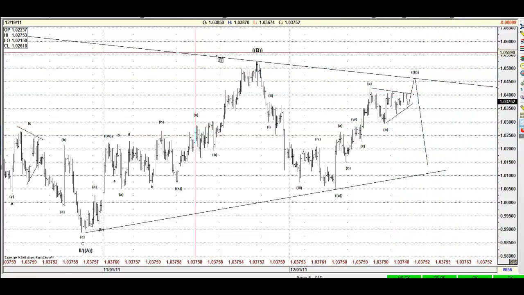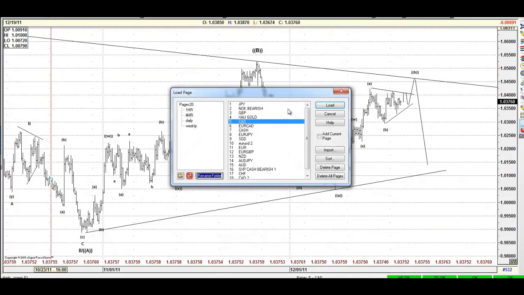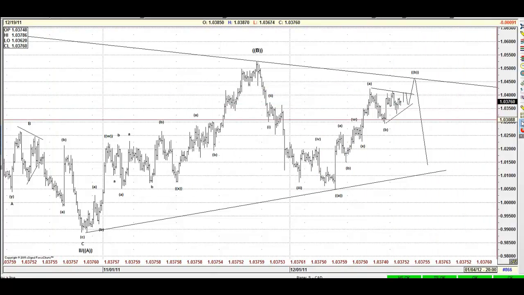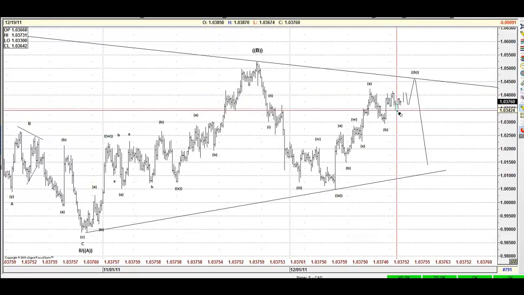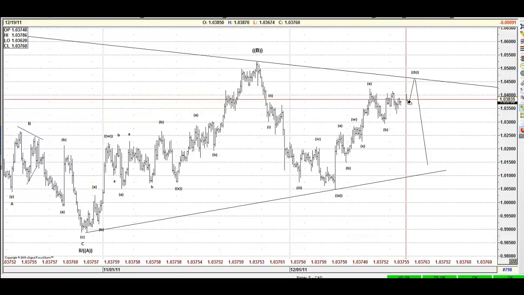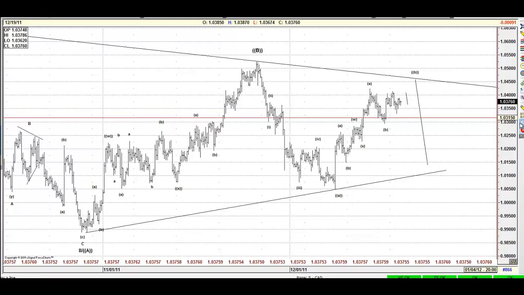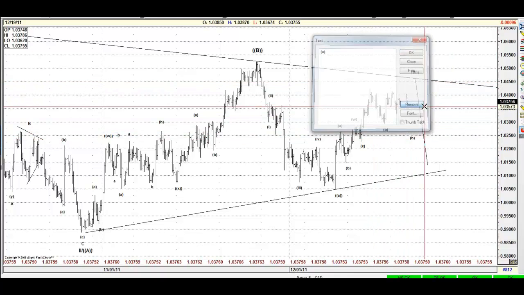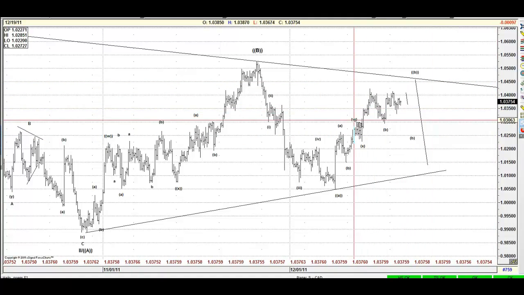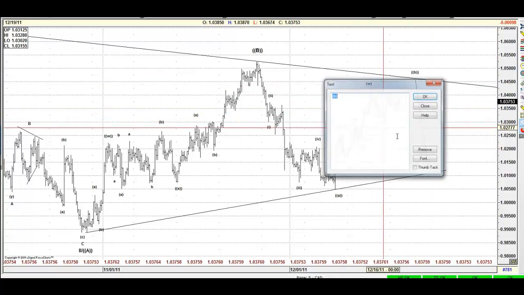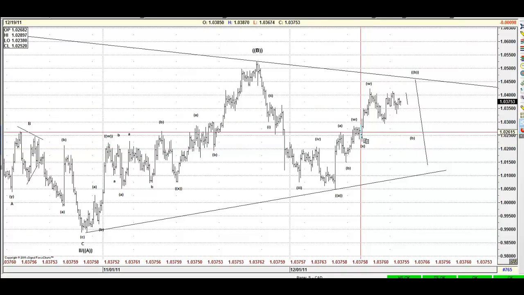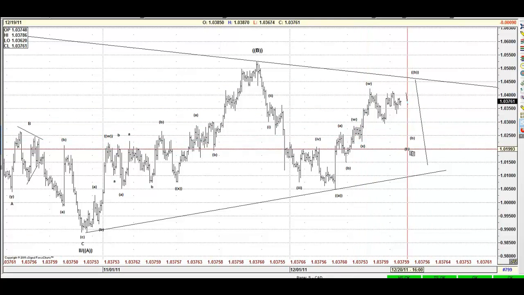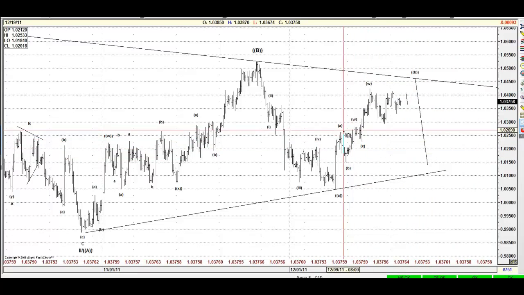That's one proposition. The other one is this one. It's the same. The only difference is this W, but remember, most likely all we're going to see is one more high in the dollar. So that's what I believe is the card that we need to play.